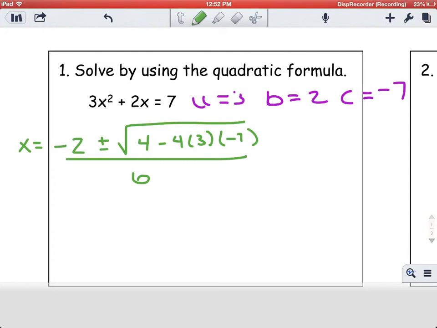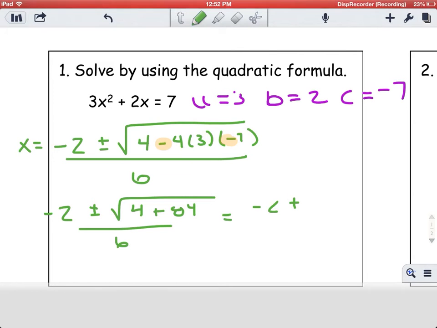And here's where a lot of people missed. We have two negatives here, and so this sum is going to come out positive. So this is going to be 4 plus 84 underneath the radical. And so that's going to be -2 plus or minus the square root of 88 all over 6.